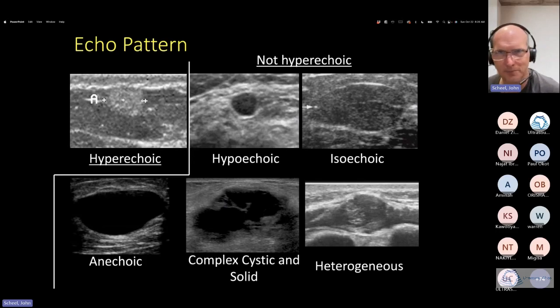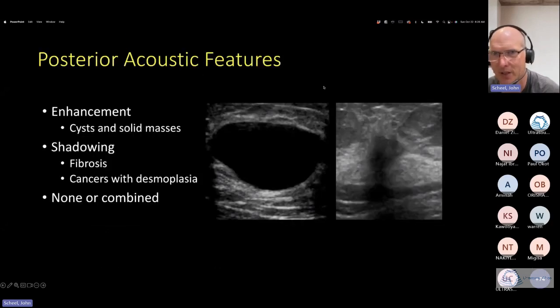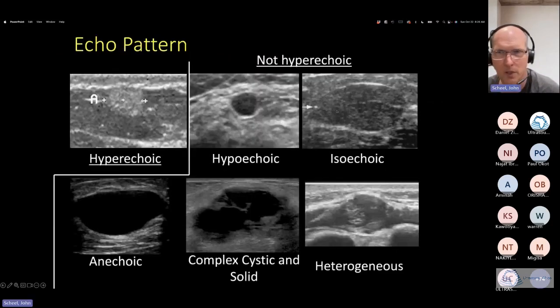So, echo pattern. Again, there's a lot of options. There's hyperechoic, which is brighter than breast fat. There's hypoechoic, which is darker than breast fat. There's isoechoic, which is equal to breast fat. There's heterogeneous, which has some bright areas, some dark areas, and some isoechoic areas. There's complex cystic and solid, which has some black areas from a cyst and some solid components.